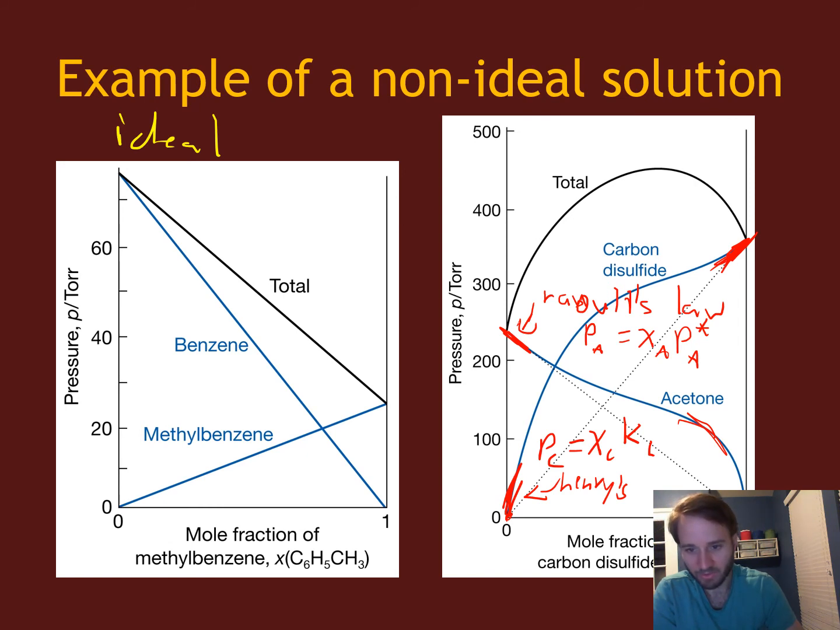And so you see that the slope is different here near 1 than it is near 0. And that slope is related to the difference between the pure liquid vapor pressure and the Henry's law constant, which is just some empirically derived constant that you get from plotting something like this and extrapolating out.